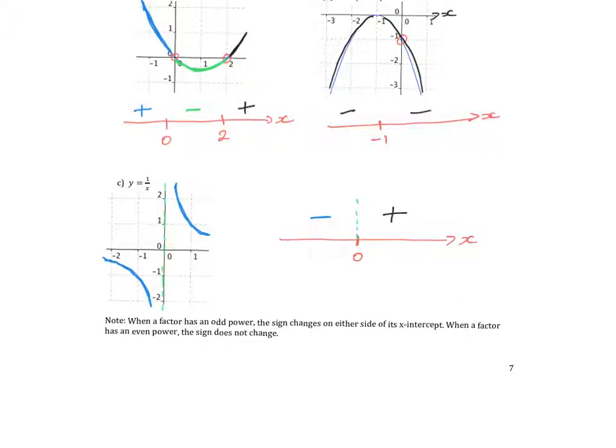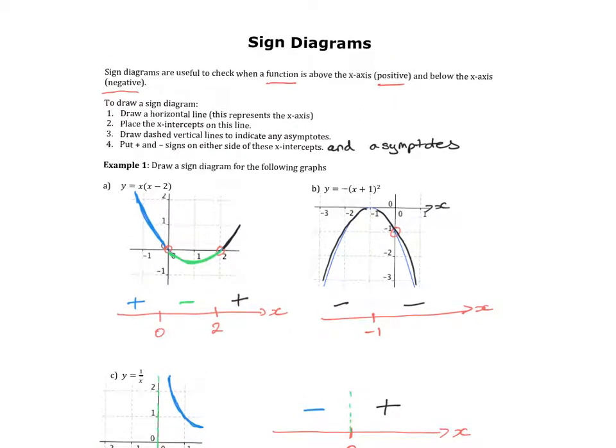And that's it. So now, note, when a factor has an odd power, the sign changes on either side of the x-intercept. When a factor has an even power, the sign does not change. So what am I talking about? Back here, look at the original equation. You've got y equals x and x minus 2. Sorry, x and x minus 2 are the factors. Neither of those is being squared or to the power of 4 or anything. So they both have odd powers of 1. So it's like x to the 1 and x minus 2 to the 1.